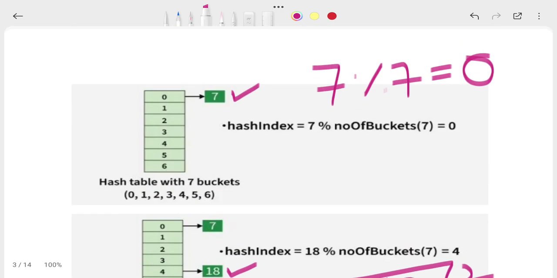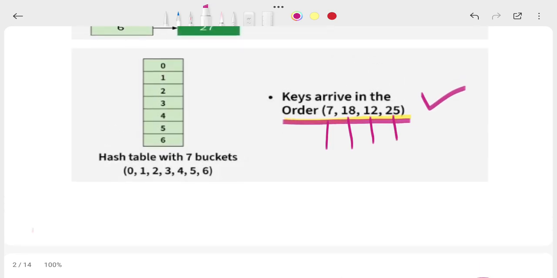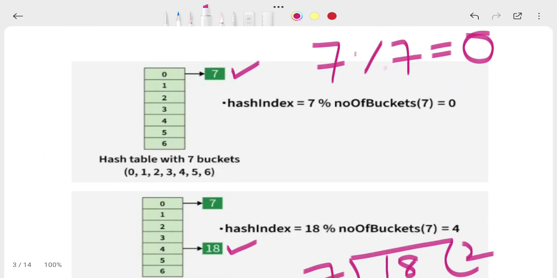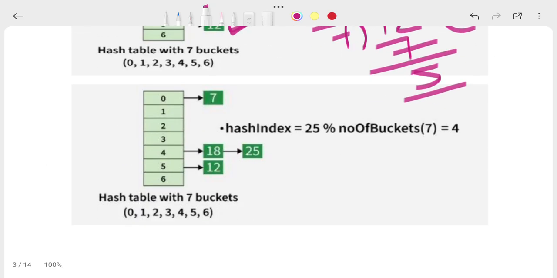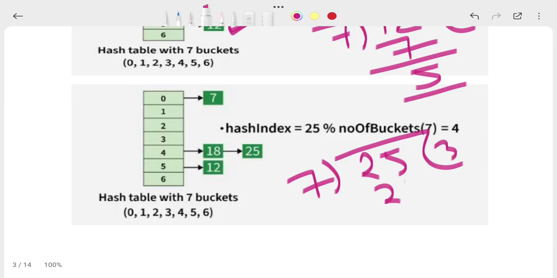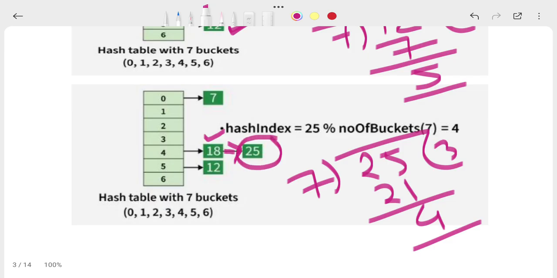Okay. Now my next data is 25. So 25 I will divide by 7. 7 times 2 is 14, 7 times 3 is 21. So 21 means remainder is 4. So at 4 there is already data 18, so I create one chain. Okay, this is the meaning of chaining. Such type of question they ask multiple times in your placement as well as in the GATE exam. Later I will show.